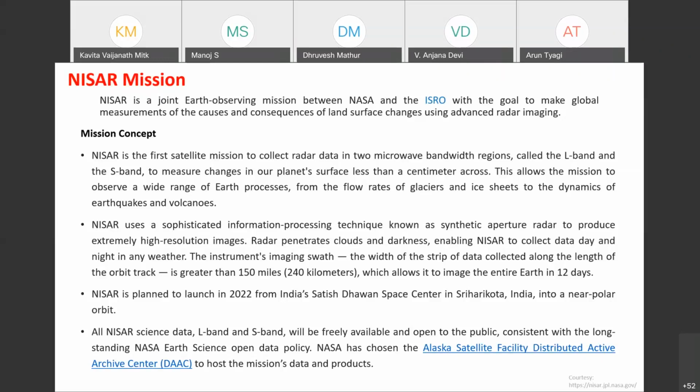So the radar, as I said, penetrates through clouds and darkness. NISAR will collect data in day and night in any weather, and it will have a repetitivity of 12 days. It is planned to launch in 2022 from the Satish Dhawan Space Center in Kota, and this data will be freely available to the public, consistent with the long-standing NASA Earth Science Open Data policy.